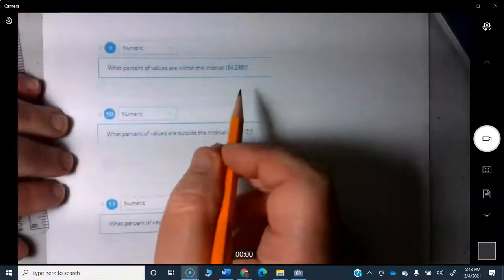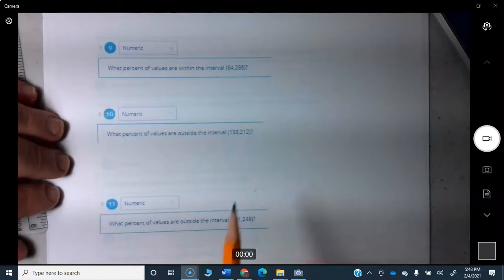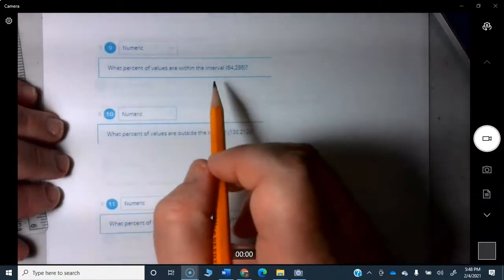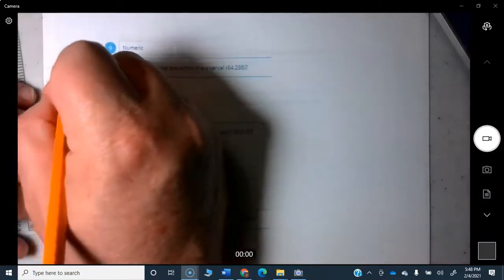And number 9, what percentage are between 64 and 286? That's 3 standard deviations. Okay, so I'm going to leave this one also for you to do.